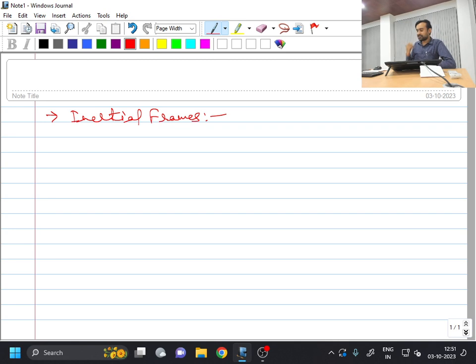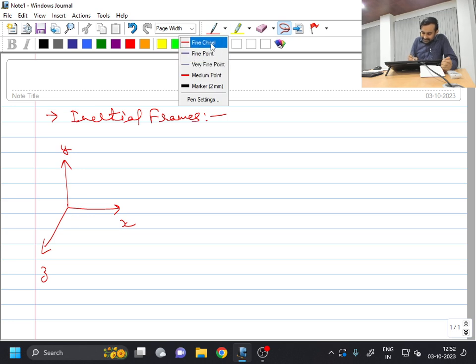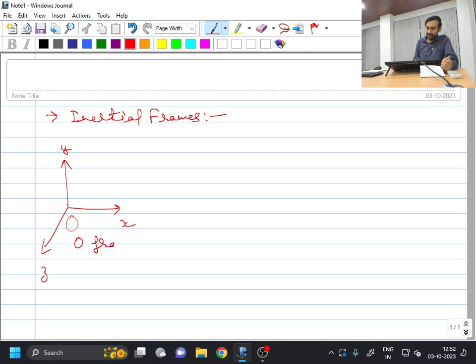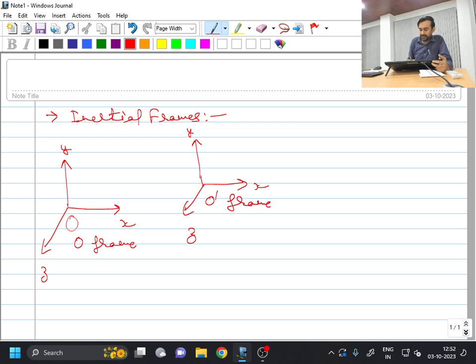To demonstrate this, I will consider a system here. Say I have an XYZ coordinate system with O as the origin, and I am calling this frame the O frame. Now I have another XYZ system, and this frame is the O dash frame. I am considering that this O dash frame is a moving frame.